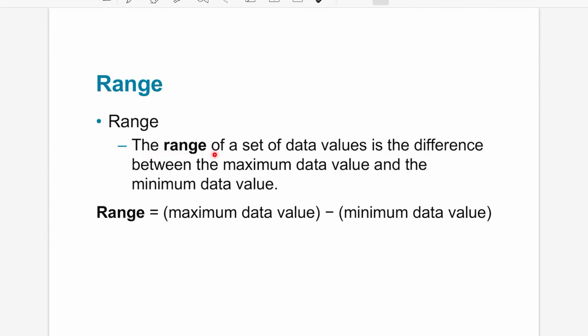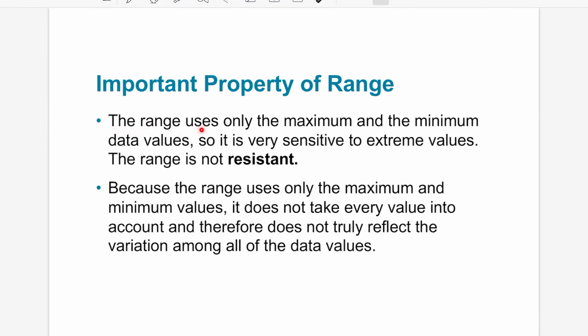The range of a set of data values is the difference between the maximum value and the minimum value. To find the range, you are going to take the maximum value minus the minimum value. The range uses only the maximum and the minimum values, so it is very sensitive to extreme values. The range is not resistant.